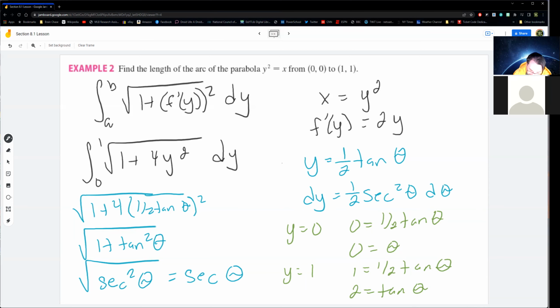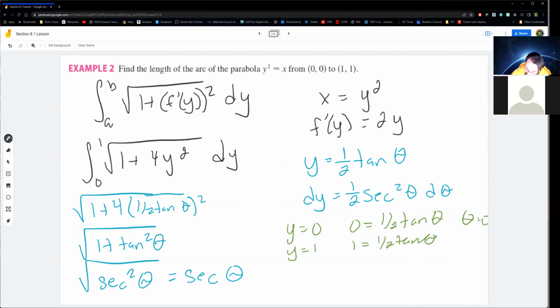I'm going to rewrite this because I ran out of room. So y equals 1. I have 1 equals 1/2 tangent theta. So is that just going to end up being arc 2? Yeah. So then I'm going to have the arctangent of 2 equals theta.